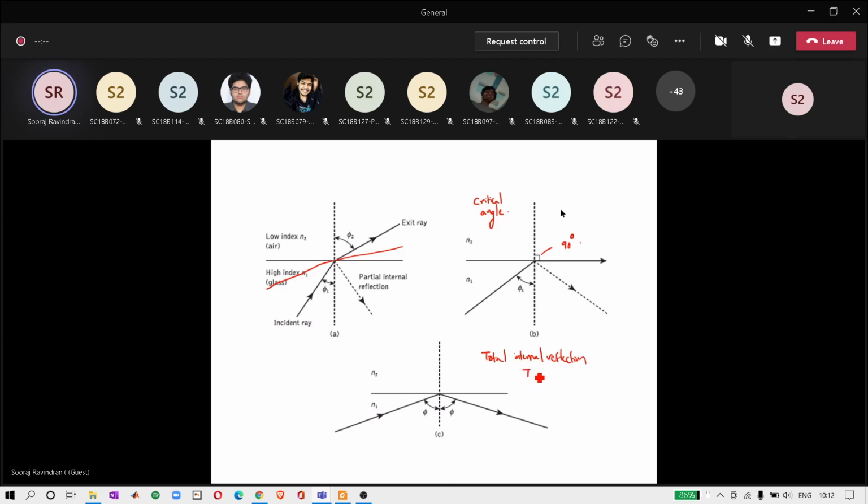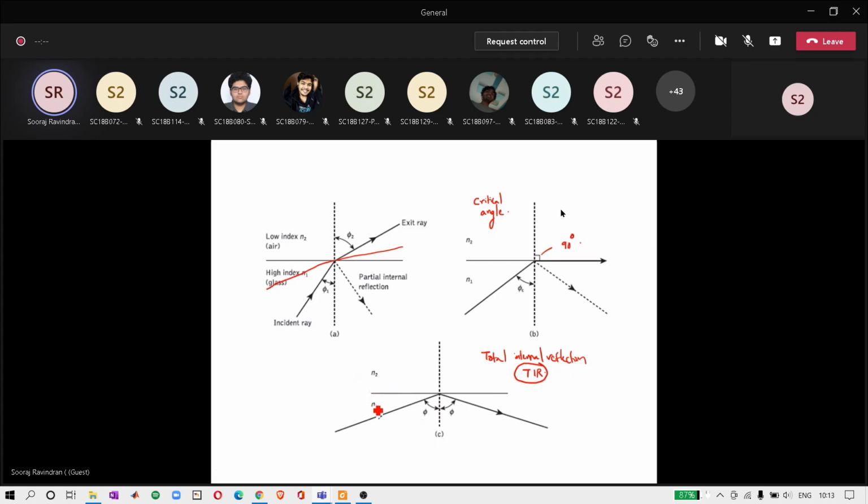For TIR to happen, there is a certain angle for the incident ray. If it is less than that, then the total internal reflection will not happen. The light would be exiting the medium. So this phenomenon is what is called total internal reflection.